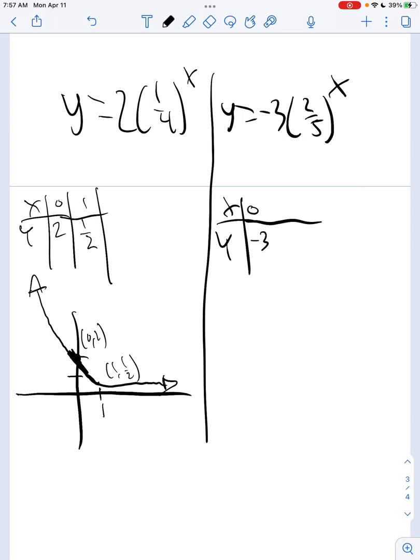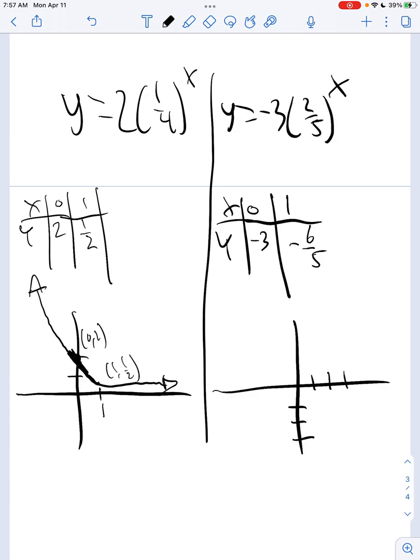Looking at this one, I would say, all right, if I plug in a 0 here, I get -3. If I plug in a 1 here, I'm going to get -6/5. So as I'm graphing this one, x is 0, y is -3. x is 1, y is -6/5. So my graph is going to look something like this: (0, -3), (1, -6/5).